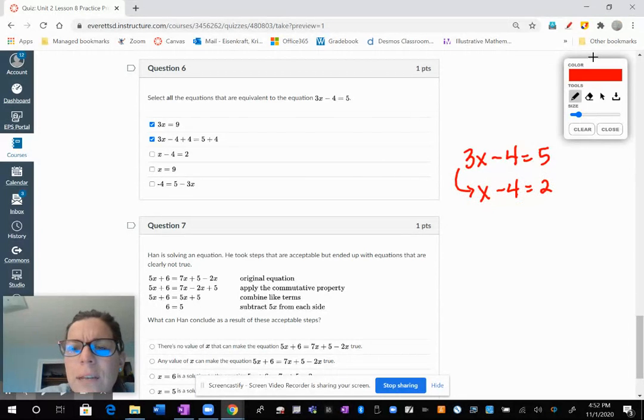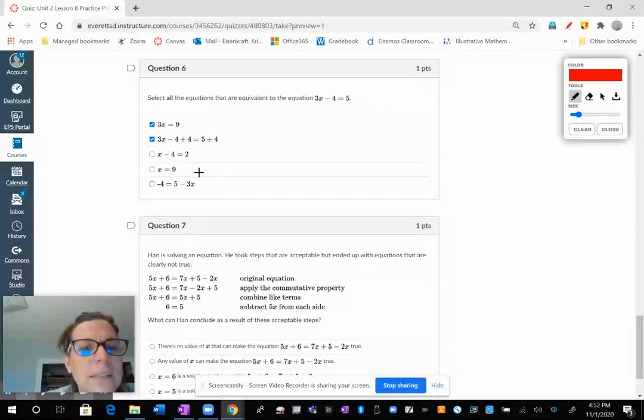This next one, it looks like they tried to take 3x minus 4 equals 5, and then here, they divided by 3, but that was not consistent all the way through, so these are not equal. No way. Okay. Does x equal 9? Well, I'm going to go from this one instead of the original. I know that 3x equals 9. That cannot mean that x can also equal 9. That is not an equivalent equation, because you would divide by 3, x needs to equal 3, so no.